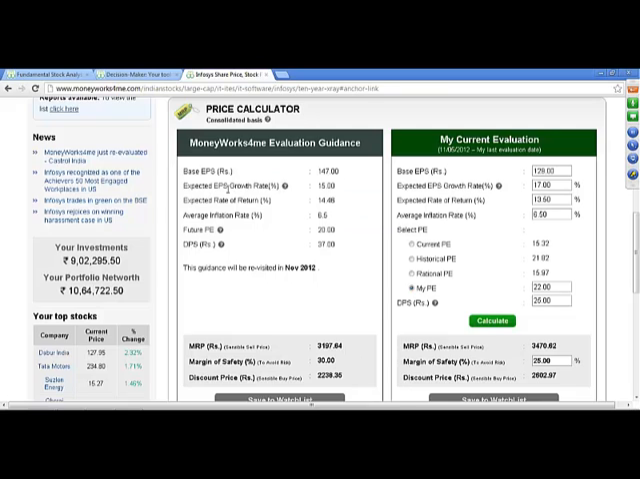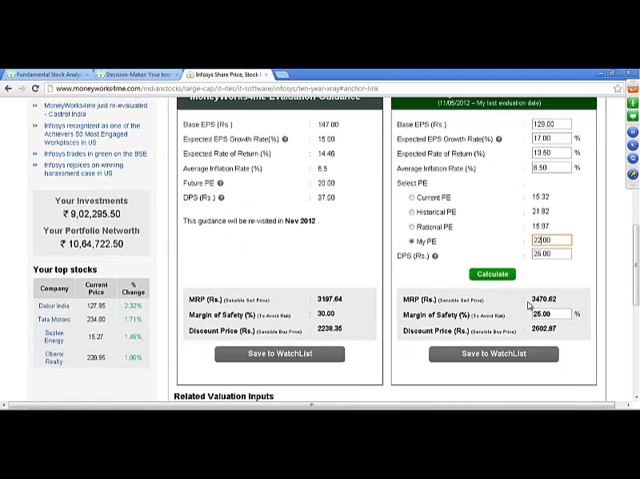So our team expects that Infosys will grow its EPS at a rate of 15% going ahead. Okay, the future PE will be somewhere around 20. So if you don't agree with this, you can just tweak it. As you can see, I have tweaked my estimates. I feel that the base EPS should be lower, the expected EPS growth rate should be higher, right? The PE that I feel it will command in the future is higher. So I have arrived at my own MRP, which is 3400, and my margin of safety.